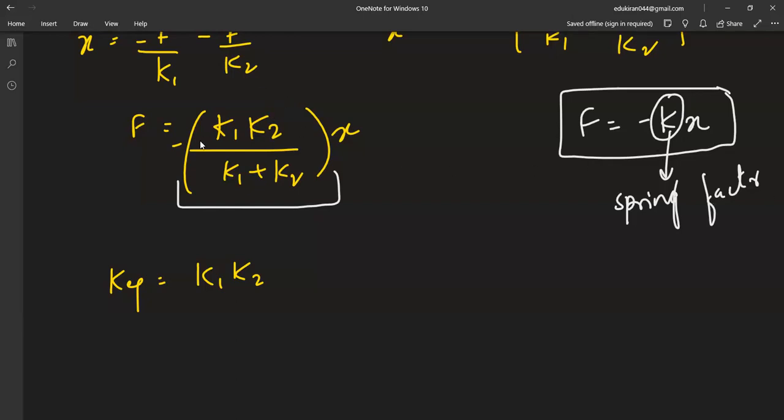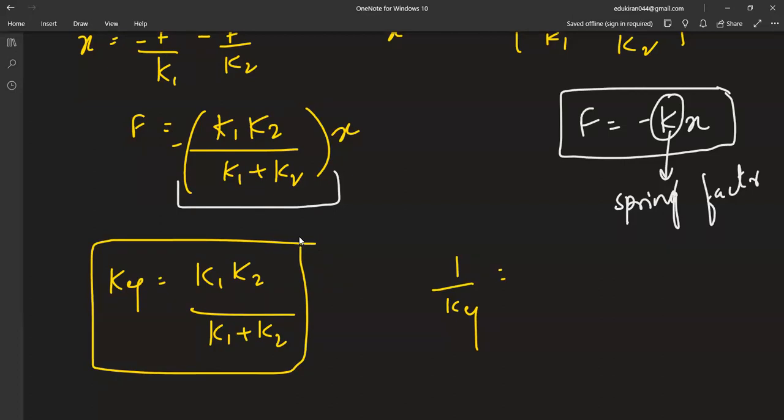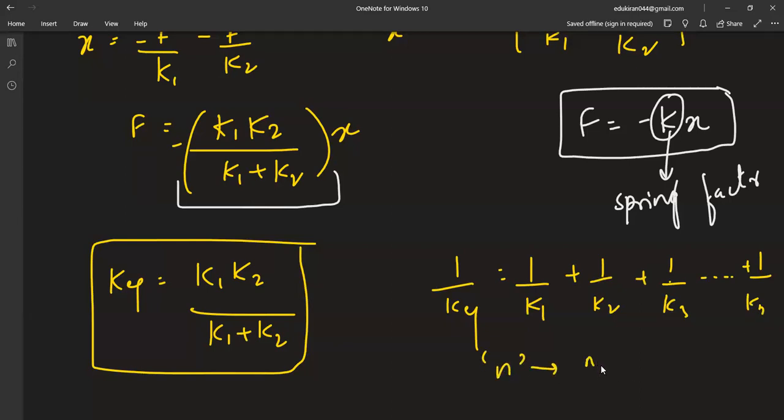Now see, for this system, we have this constant. For a different system, we'll have a different constant. So K1 K2 by K1 plus K2. This is just for two springs. But if n number of springs are present, then simply keep on reciprocally adding them: 1 by K1 plus 1 by K2 plus 1 by K3 up till 1 by Kn, where n means n number of springs.